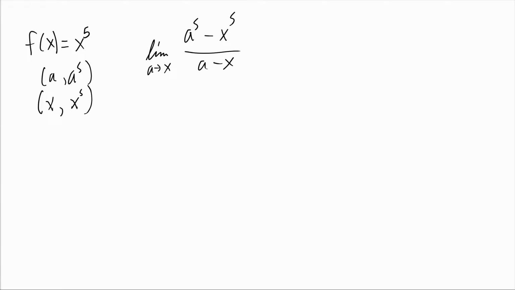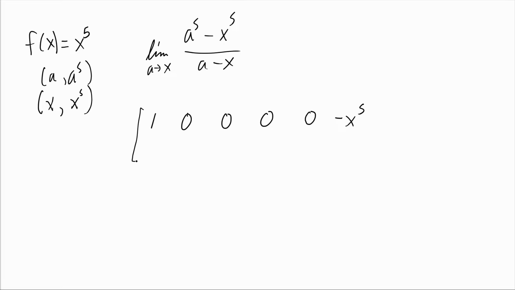The top we can think about as a polynomial in powers of a with different coefficients. So it's 1 times a to the fifth, 0 times a to the fourth, 0 times a cubed, 0 times a squared, 0 times a, and then the constant term, because x is a constant in this limit, is negative x to the fifth. We're rewriting this fraction in a form where we don't have division by a minus x. We do that by actually computing out the division and doing it here.